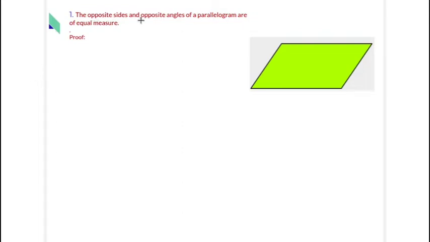Number 1. The opposite sides and the opposite angles of a parallelogram are of equal measure. Okay, so see here we have drawn a parallelogram. First we will name it, say P, Q, R and S. So here we will write PQRS is a parallelogram.